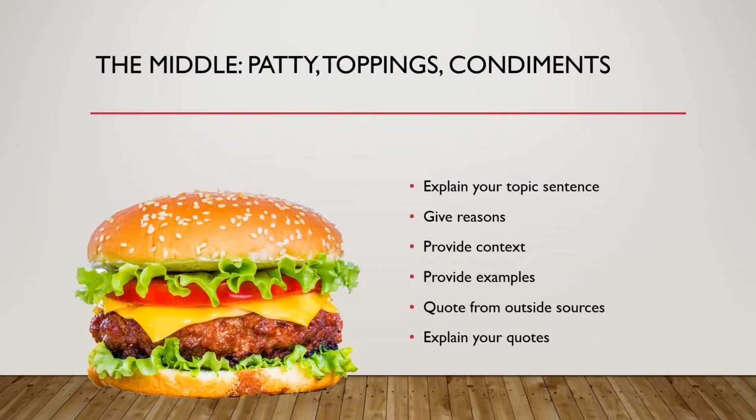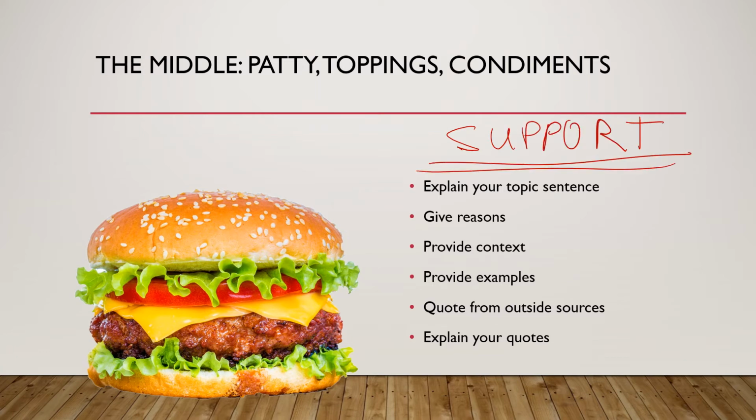The middle part of your paragraph can contain many things. The idea of this middle is all support for the topic sentence. So if you think about your reader and the ideas you want to get across, you have a topic sentence, which is your point, and then you explain it. So you want to explain what your idea is in more depth. You want to give reasons for your idea and give examples, provide context. Examples are the meat. This is the most important part of a paragraph, providing examples for your point.